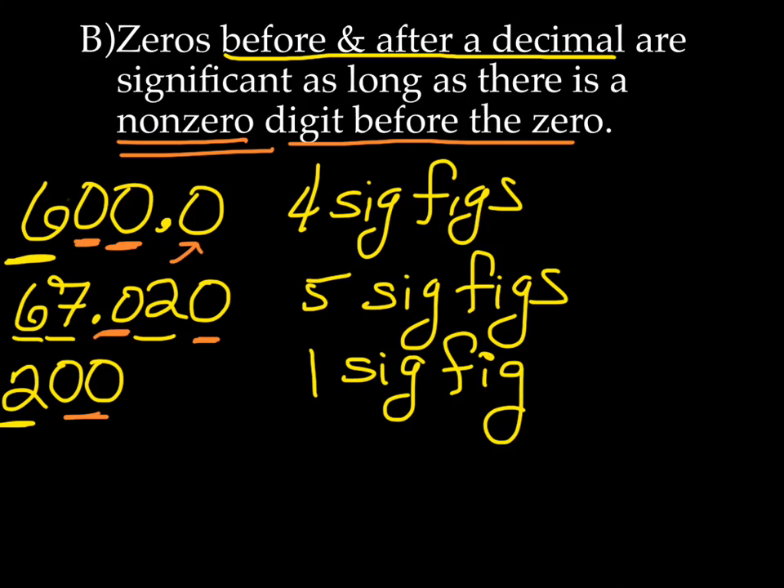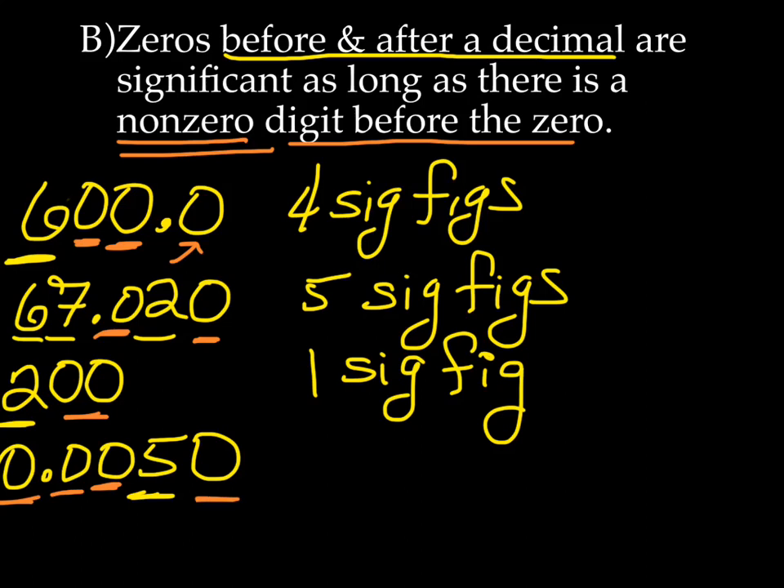Okay, one more. How about 0.0050? Okay, the 5 is significant because it's a non-zero digit. What about this 0? It's not between two non-zero digits. It is before a decimal, but there is no non-zero digit before the 0, so it's not significant. How about these 2? They also are not between non-zero digits. They are after a decimal, but there is again no non-zero digit before the 0, so they are not significant. What about that last one? It's not between two non-zero digits. It is after a decimal, and there is a non-zero digit before the 0. So this last 0 is significant. So this number has a total of 2 sig figs.